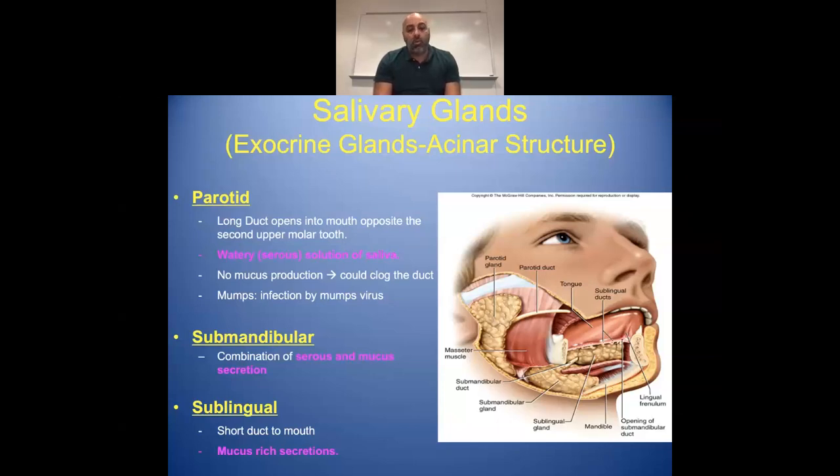So all these people that are anti-vaxxers, they don't want to give their kid MMR. If it's a boy, they catch mumps, they could be sterile for life. Okay? No children.